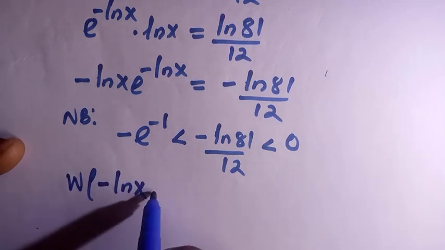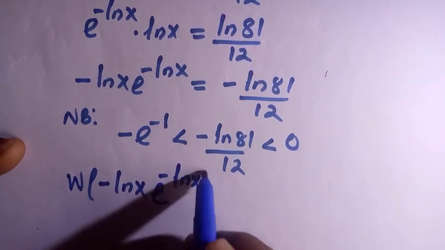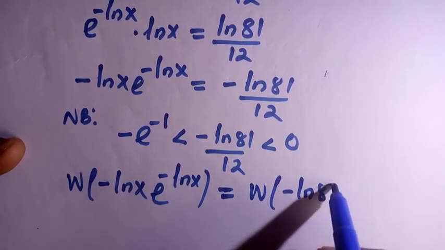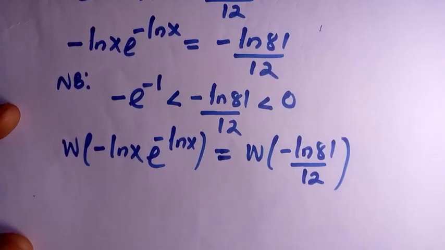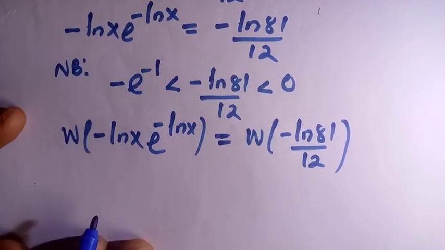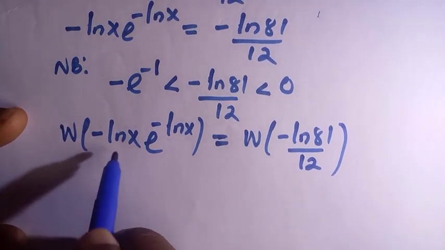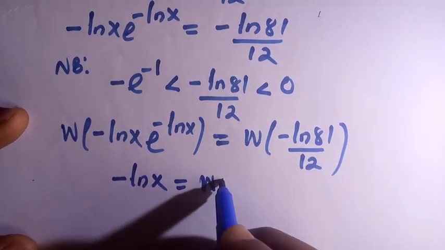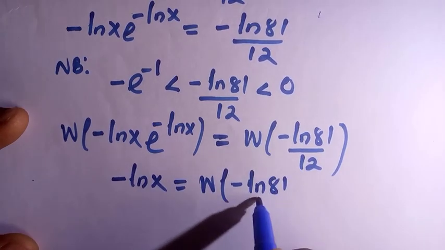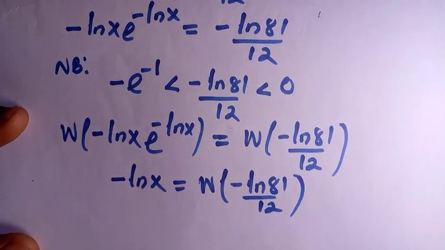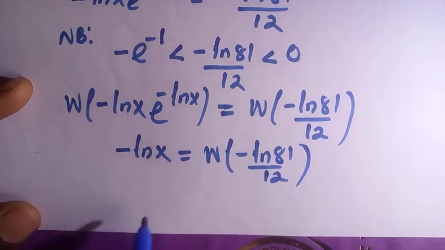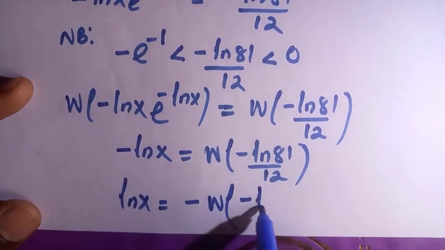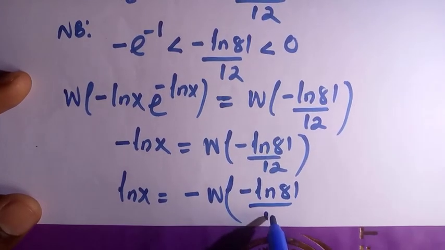And we have negative ln x exponential of negative ln x equals W of negative ln 81 divided by 12. So getting this, if you have y exponential y, this is always a constant, and we get y, and that y here is minus ln x equals W of negative ln 81 divided by 12. Then if I divide both sides by negative, just to make only ln, then we have ln x equals negative W of negative ln 81 divided by 12.